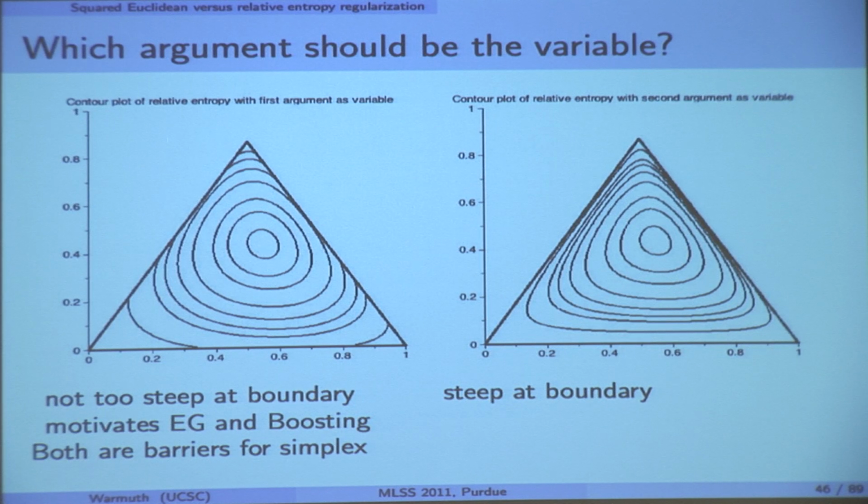Okay, both work as a barrier. Both get you towards the center of the simplex. The slope around here at the boundary is positive. It sends you to the inside. It sends you to the inside in a very steep way. It's infinite at the boundary. But this still sends you to the inside. So both work as a barrier.